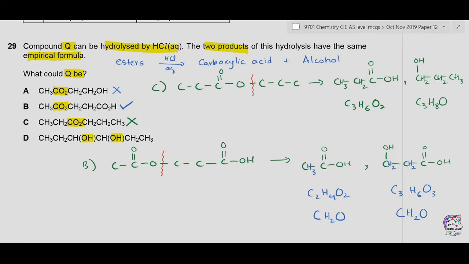In part D we can see that alcohol is present, so therefore when alcohol is treated with HCl, it does not give any product. So the only correct option is B.